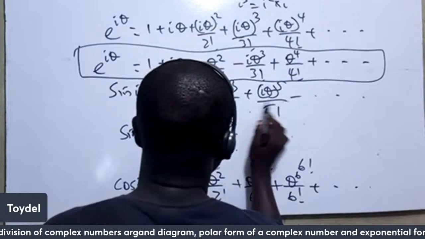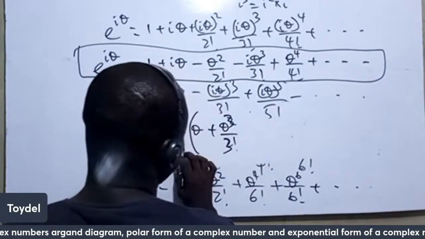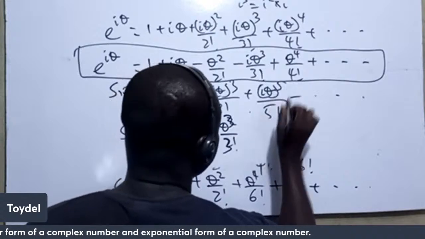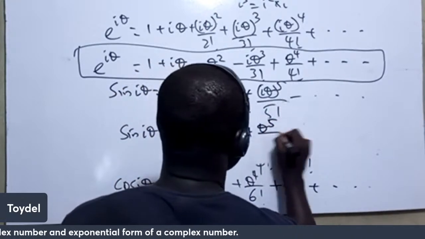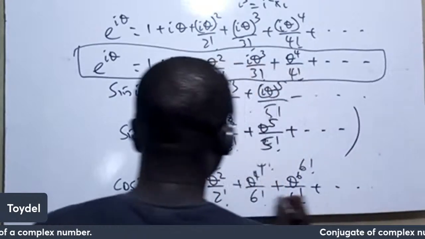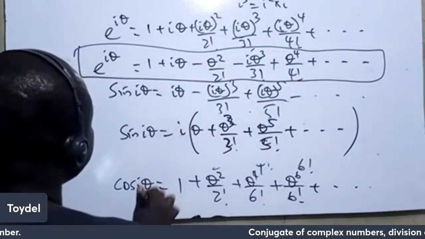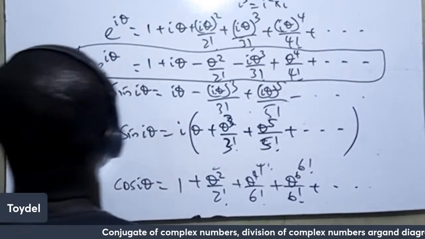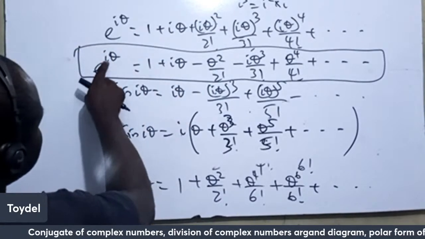Then here, if I bring out i, i is outside. I have i raised to power 4. i raised to power 4 will be plus, so I will have plus theta raised to power 5 all over 5 factorial, plus in that order. So if we compare what we have here and what I have here, the combination of these two is going to give me e raised to power i theta.